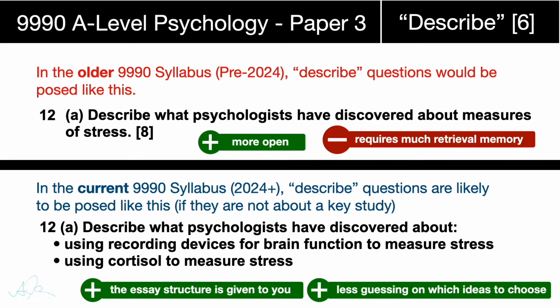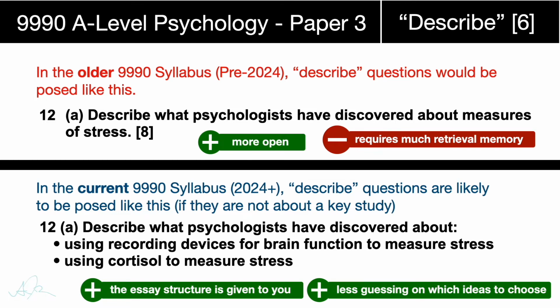Now, if you're using old past papers from the older 9990 syllabus, you will notice this is an 8-point question. But what makes the older questions more challenging than the newer format is that they're much more open and therefore require much more retrieval memory. So for example, if the question were to ask, describe what psychologists have discovered about measures of stress, I have to go into the recesses of my memory to figure out what part of the syllabus that is and what were some of the bullet points.